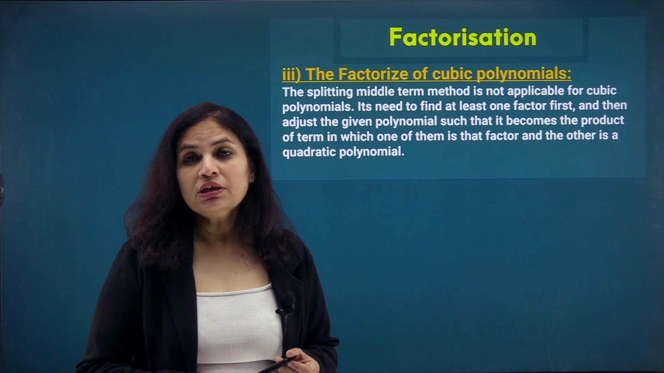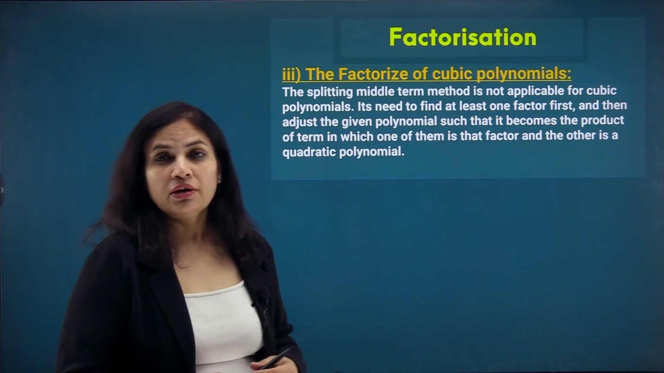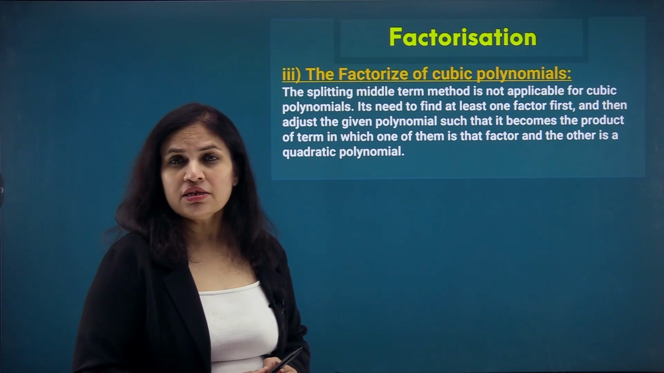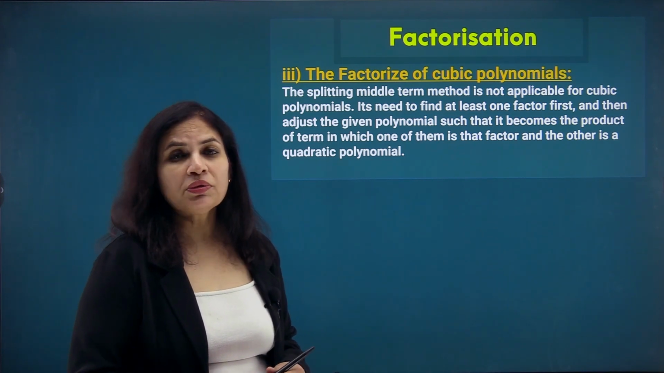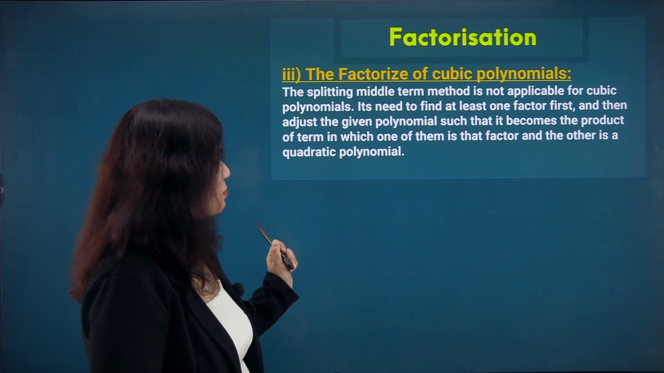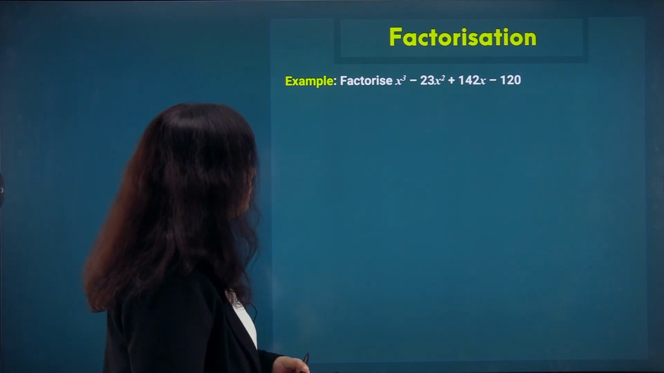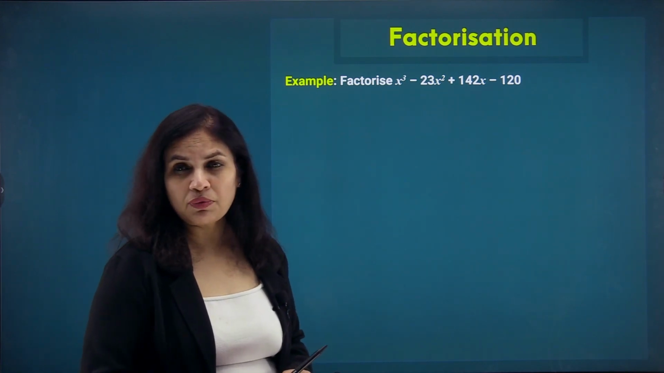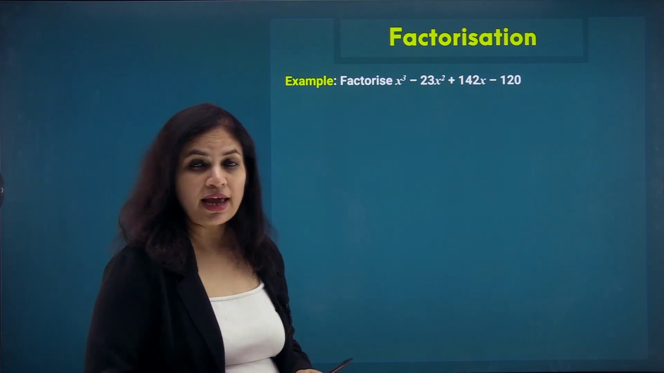Since the splitting of middle term method cannot be done in a cubic polynomial, by visual inspection, we'll find out one of the zeros of the polynomial, which will give me a linear polynomial as one of its factors. Let us understand this with the help of an example. Suppose I have to factorize x cube minus 23x square plus 142x minus 120, which is a cubic polynomial, the highest power of the variable being x cube.